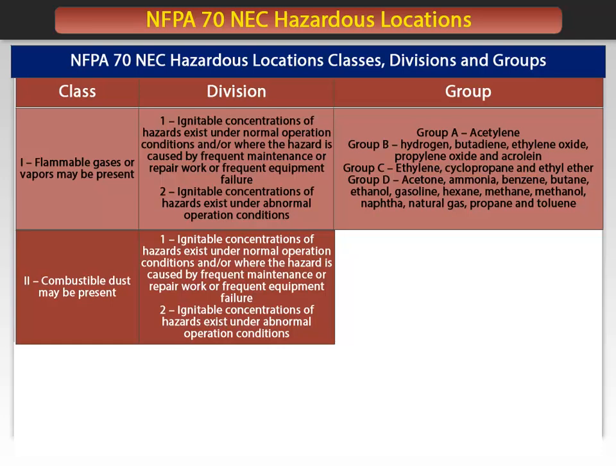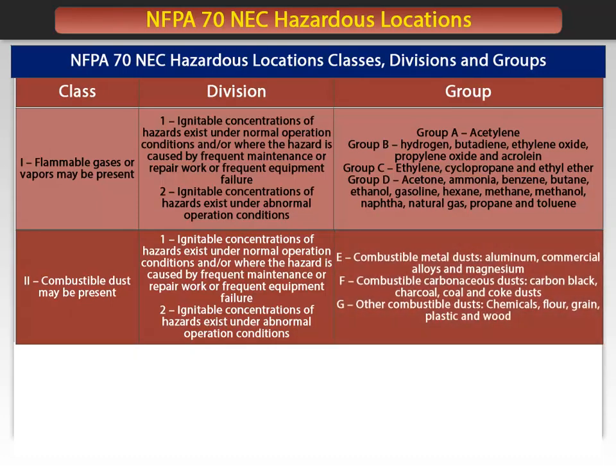And the groups are E, combustible metal dust, aluminum, commercial alloys, and magnesium. F, combustible carbonaceous dust, carbon black, charcoal, coal, and coke dust. G, other combustible dust, chemicals, flour, grain, plastic, and wood.